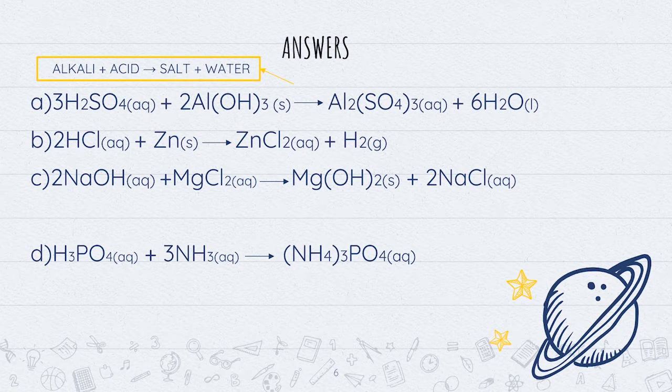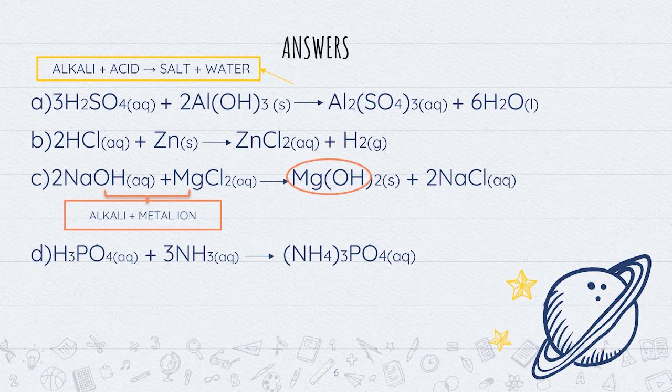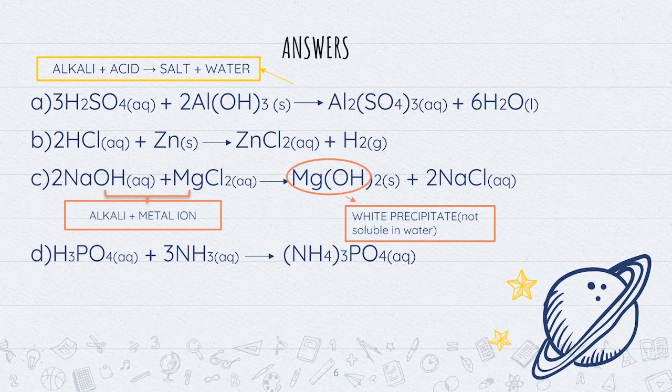And then we move on to B. Hydrochloric acid reacts with zinc, a metal, and it gives zinc chloride, a salt, and hydrogen gas. This is one of the chemical properties of an acid. Move on to C. Sodium hydroxide, an alkali, reacts with magnesium chloride, a metal ion. It will give a metal hydroxide, which is magnesium hydroxide, a white precipitate that is not soluble in water. And then for D, phosphoric acid reacts with ammonia, and it gives ammonium phosphate.